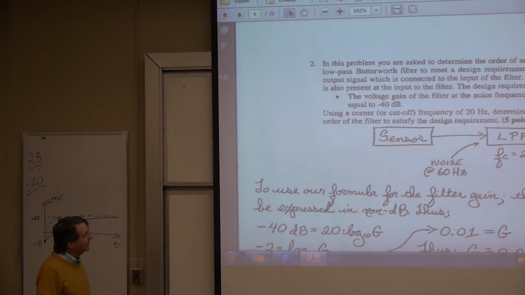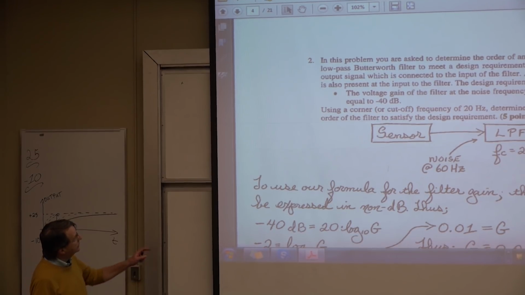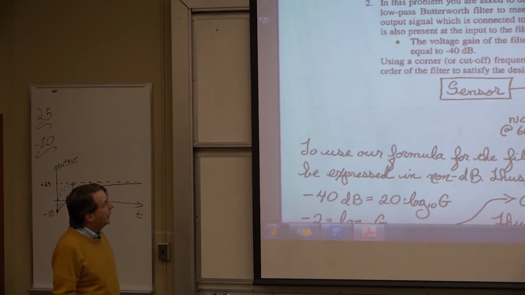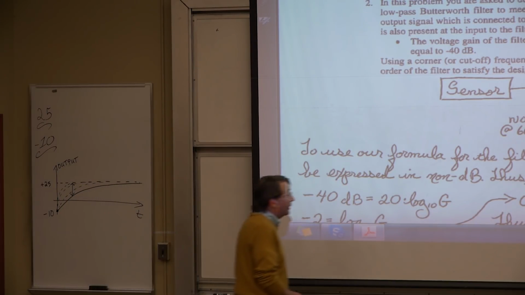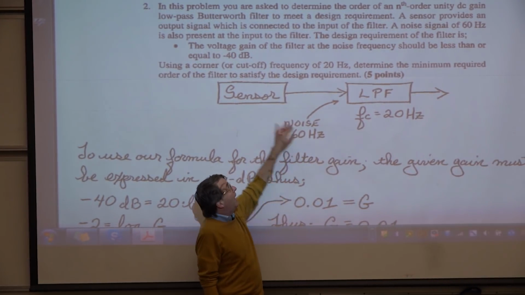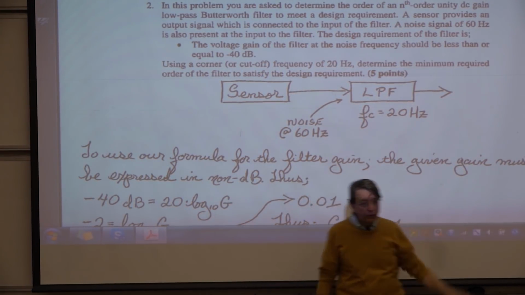And it says that the sensor provides an output signal whose highest... Oh, it doesn't say what the highest frequency is. It says using a corner frequency of 20 hertz in the filter, determine the minimum order of the filter to satisfy the design requirement. And the design requirement is we need to significantly reduce this noise. So we have an output. I didn't tell you what the output was. I just told you what to make the corner frequency.